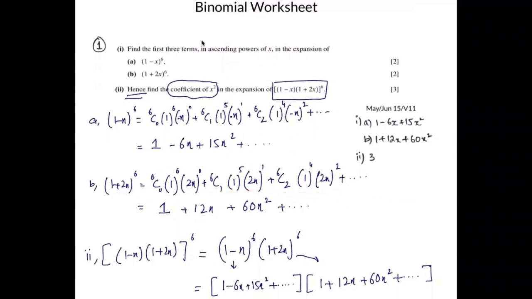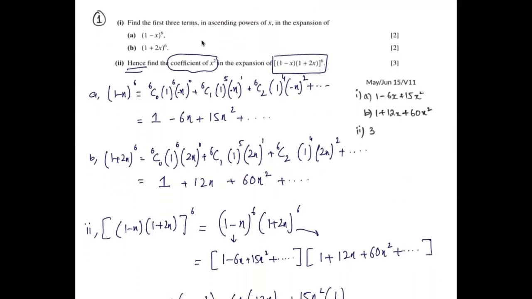The question just asks us to expand till the first 3 terms. So we are just going to expand till the first 3 terms. These are the answers for part A and part B.